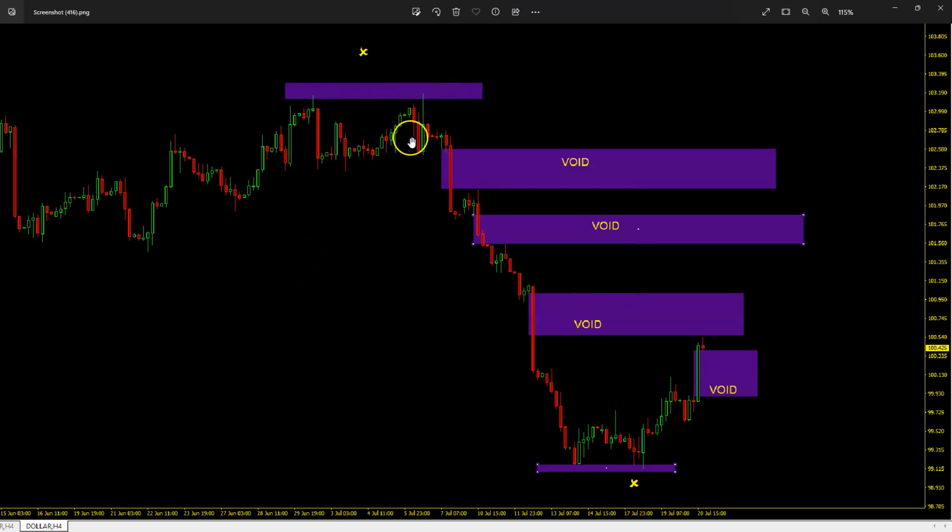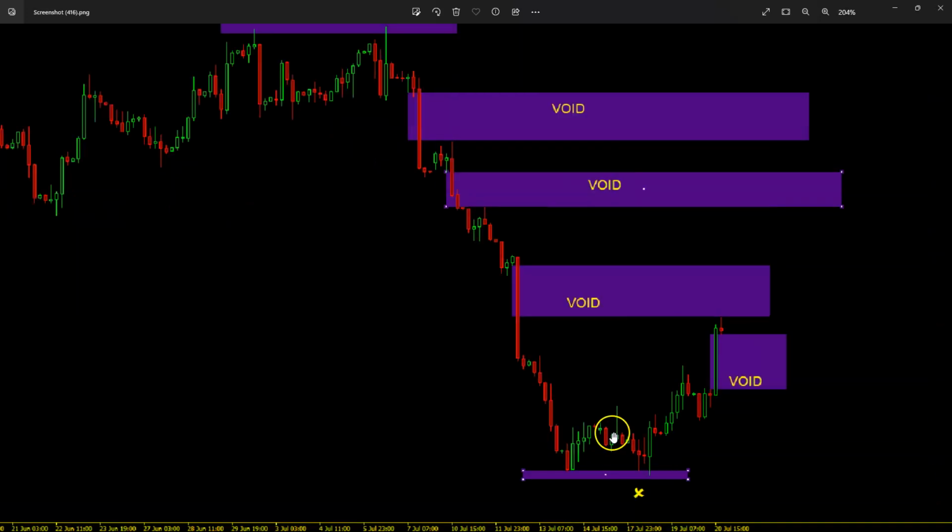So anybody selling right here, they call this a double top, but it's really called equal highs, because if people are selling, they put their stop losses up here or right above these highs. What that means is when the market retraces up, it's going to stop them out. You know what I'm saying?